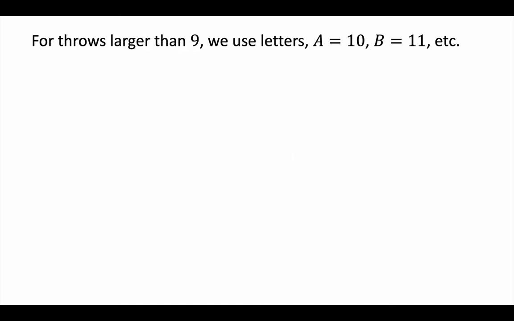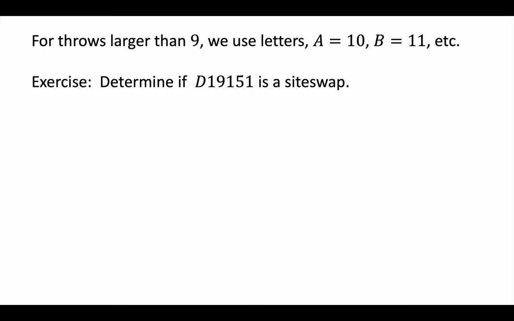One last little exercise for you to try. In order to do that, I want to introduce just a little bit more. When we use numbers larger than 9, we'll replace them with letters. A will correspond to 10, B to 11, C to 12, and so forth. The reason we do that is because if I see a 2 and a 4 in my siteswap, I want to think of that as a 2 and a 4, not as a possible number 24. 24 would be something altogether different, using a letter. As an exercise, determine if D19151 is a siteswap.